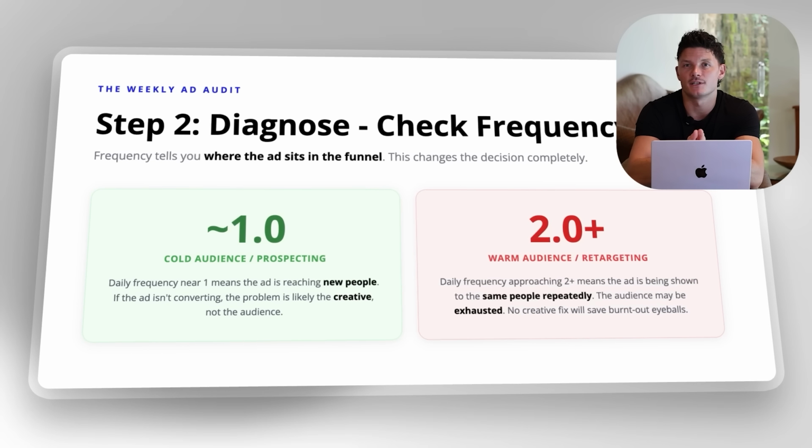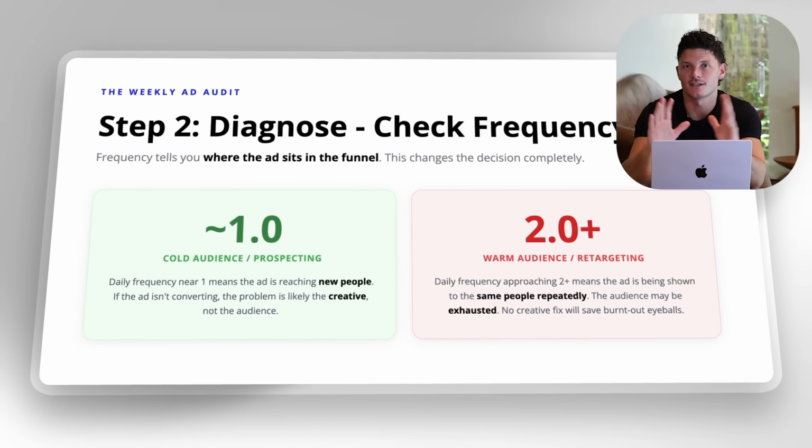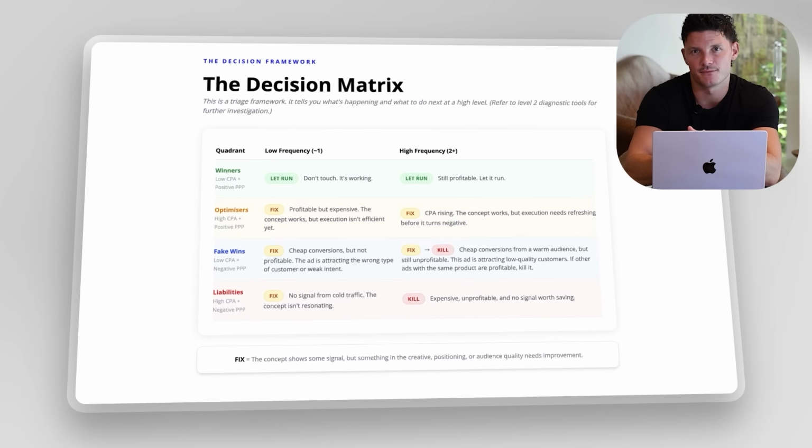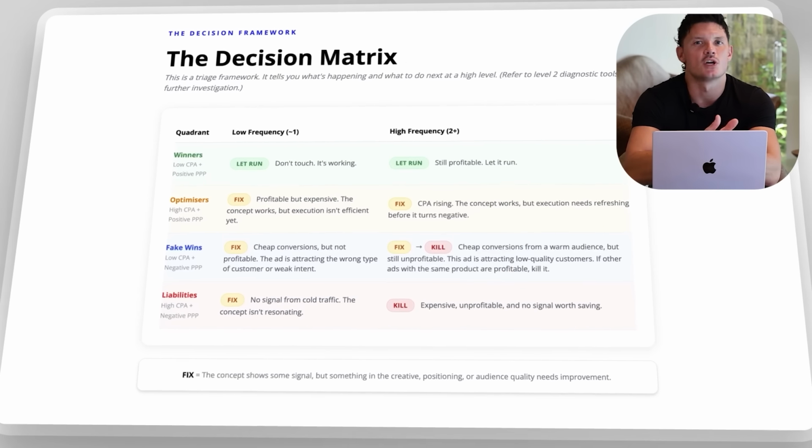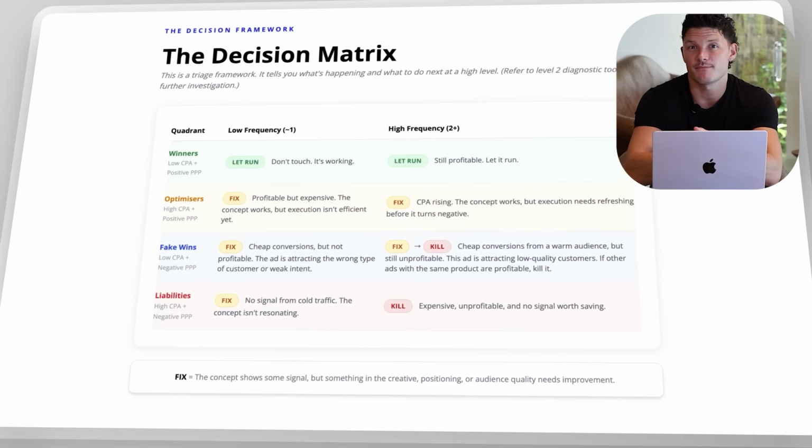What you do now is combine the 2x2 matrix with a layer of frequency. So your winners, don't touch them. They are cheap and they are profitable. Leave them alone and let them compound.